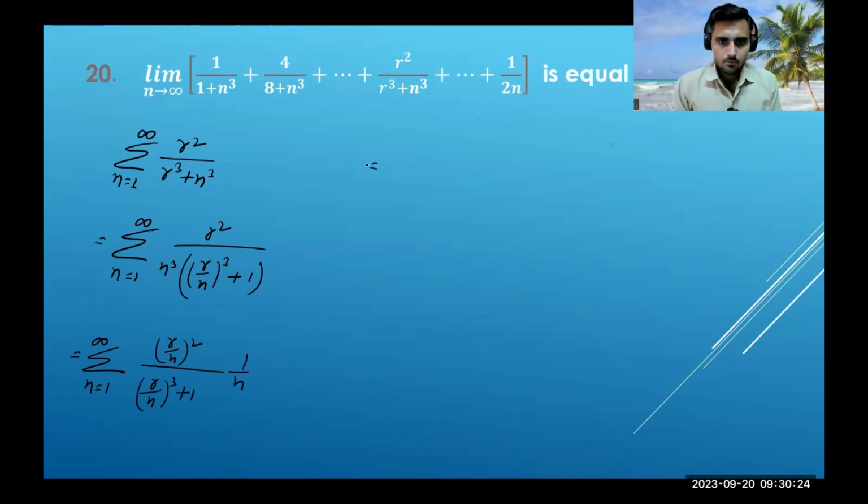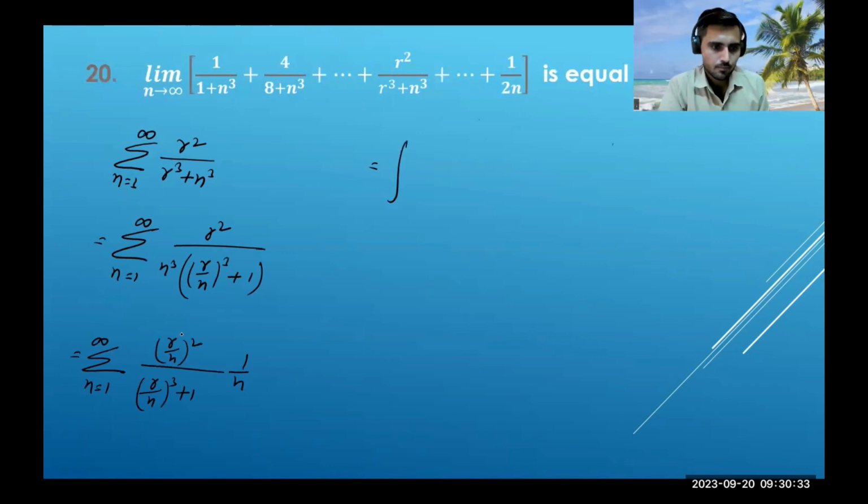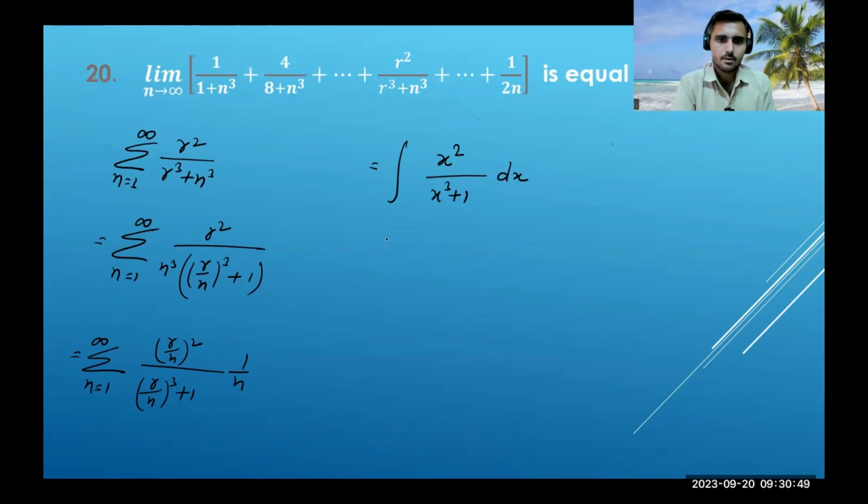And now we have 1 upon n. So we will convert this expression into integration. So how can we convert the summation into integration? r upon n will become x, right? So it will become x square. Again r upon n is x, so x cube plus 1, and 1 upon n will be dx, right? And the limit will become 0 to 1. So now I think we can integrate it very easily.